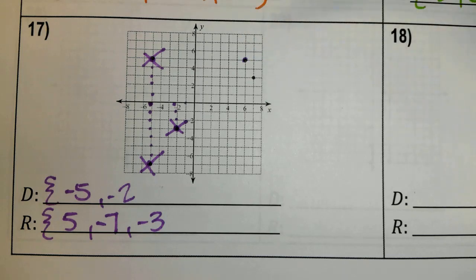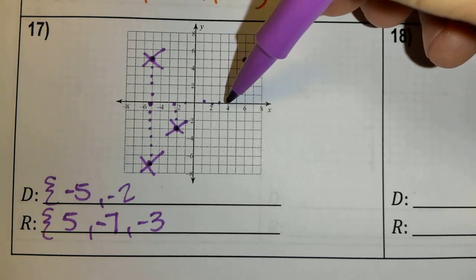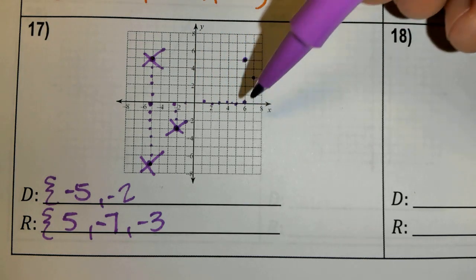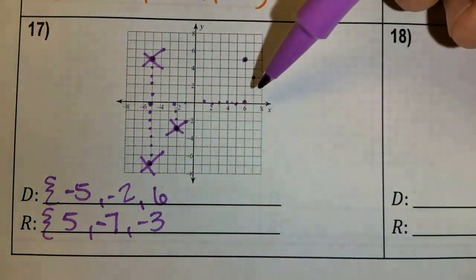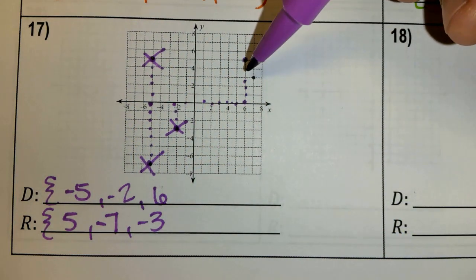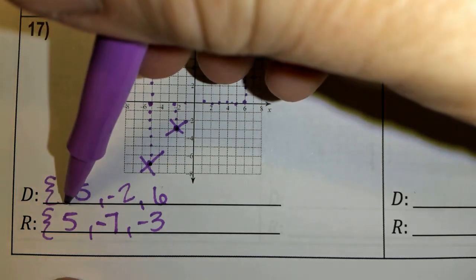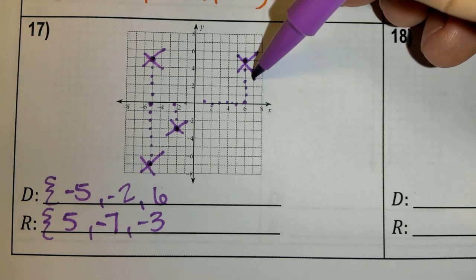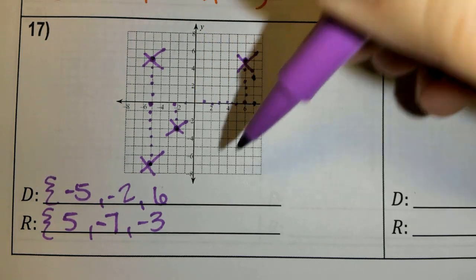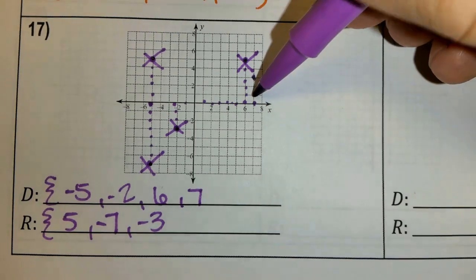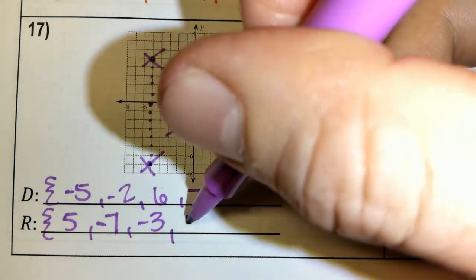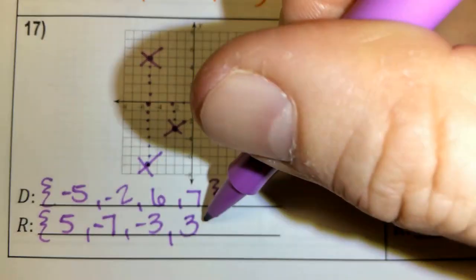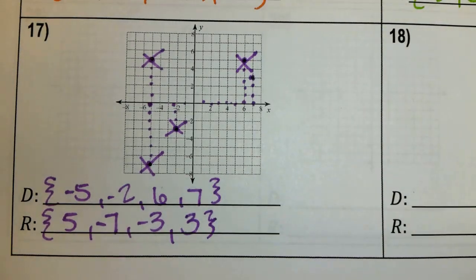My next one is right here. 1, 2, 3, 4, 5, 6. So I have a 6 and an up 1, 2, 3, 4, 5. I already have a 5 on my range, so I'm not going to write it again, which means that one is done. And my last one's right here. So it is right 7 and then up 1, 2, 3. And that's it for 17.